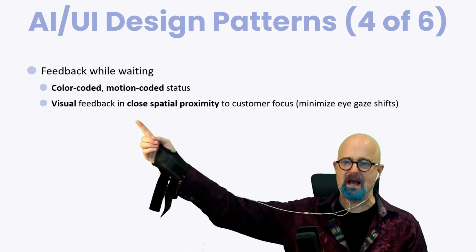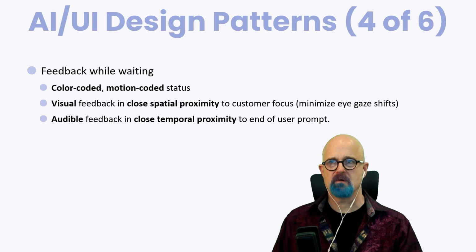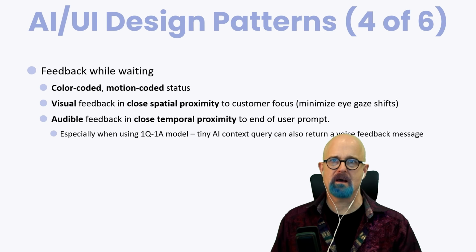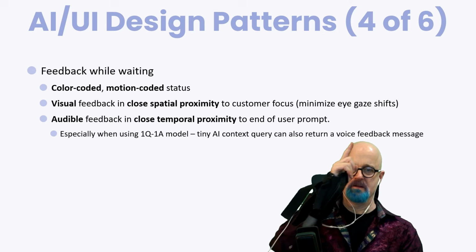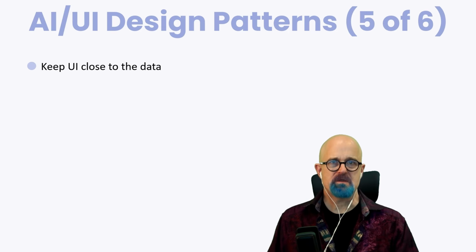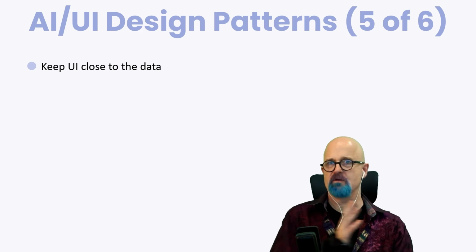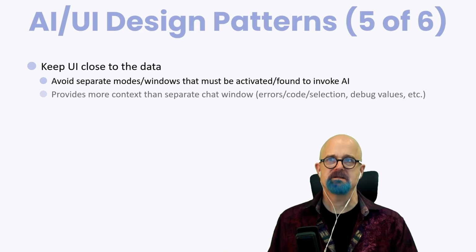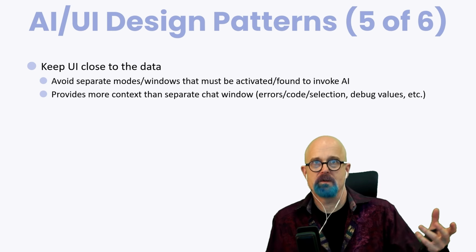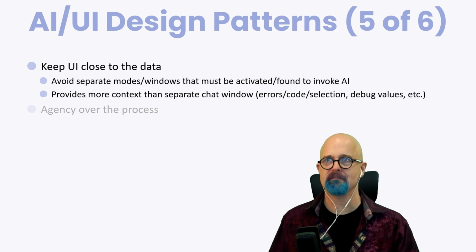You want your visual feedback in close spatial proximity to customer focus, so we're minimizing eye gaze shifts. Audible feedback needs to be in close temporal proximity to the end of the user prompt, especially when using the 1Q1A model. The tiny AI context query can return the voice feedback message to say or to put on screen. You want to keep the UI close to the data. Avoid separate modes or windows that have to be activated or found to invoke the AI. This provides more context than a separate chat window, right? We get to know exactly where you are. Are you in the watch window? Are you in the error list? We know where you are and we can act on that.